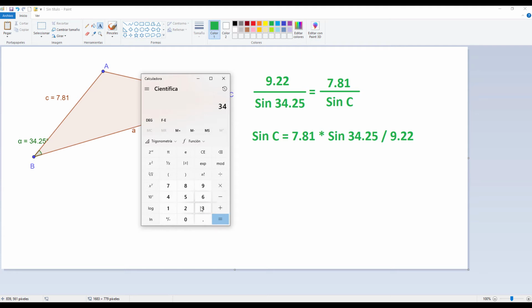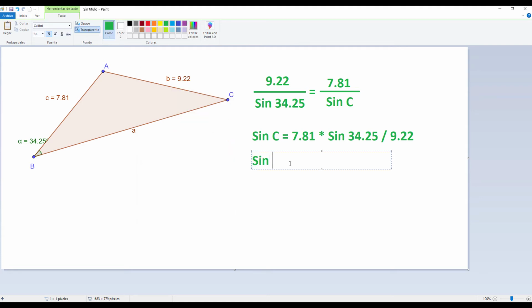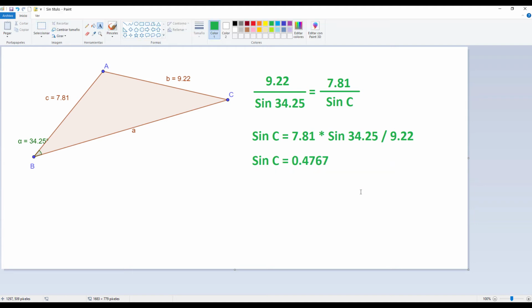Okay, 34.25, sine of that, sine of that. Okay, multiply by, and divide by. Okay. Sine of C, it's equals, yeah.